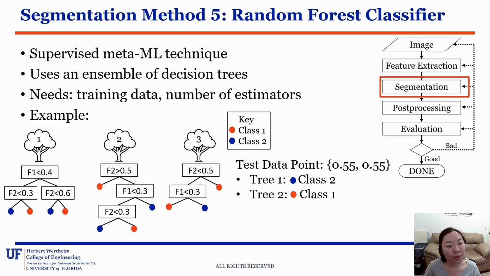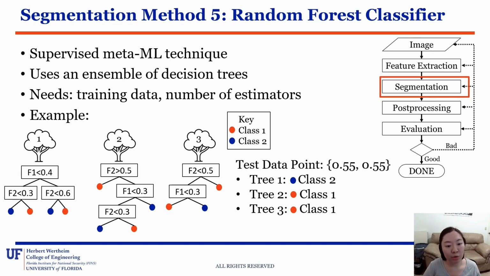So tree 2 thinks we're looking at class 1. Then we navigate through tree 3 and realize that feature 2 less than 0.5 is false, so we navigate right, and then we end up with class 1. So tree 3 also thinks that the test point is in class 1.